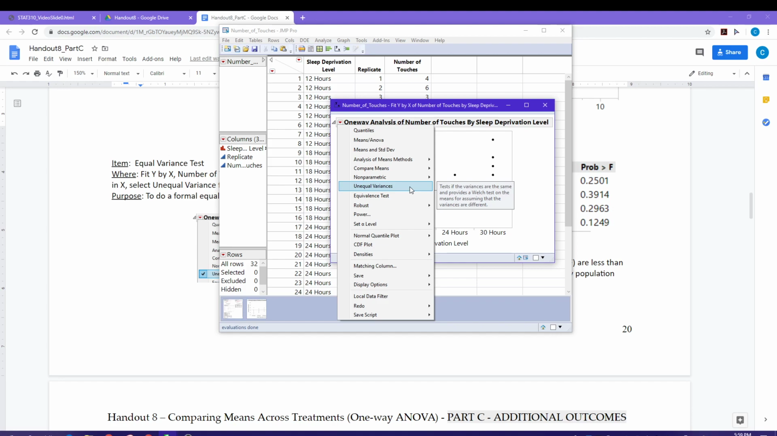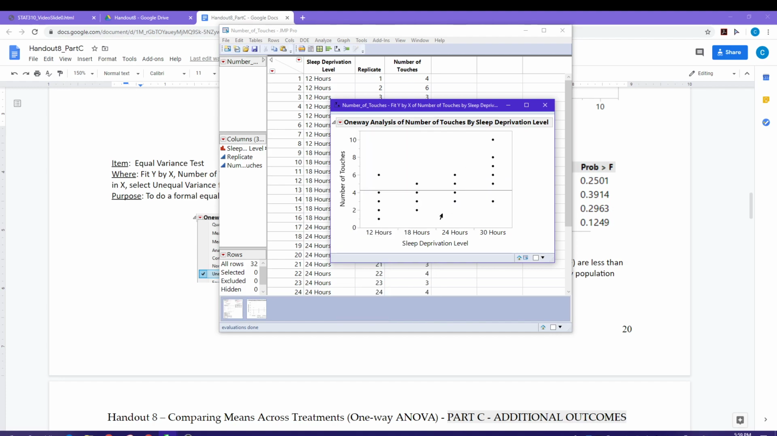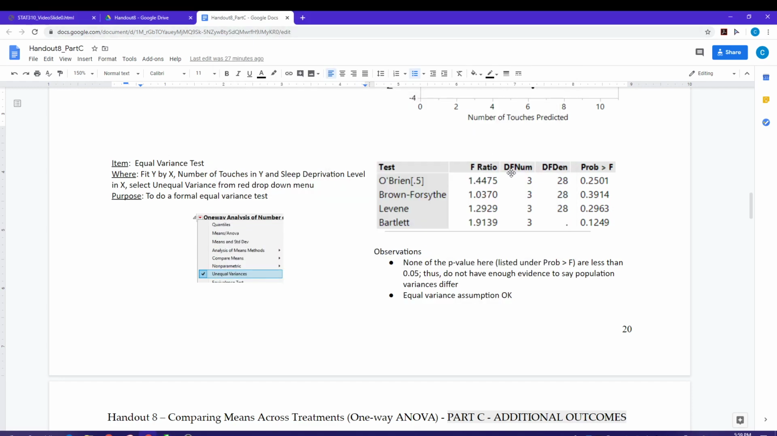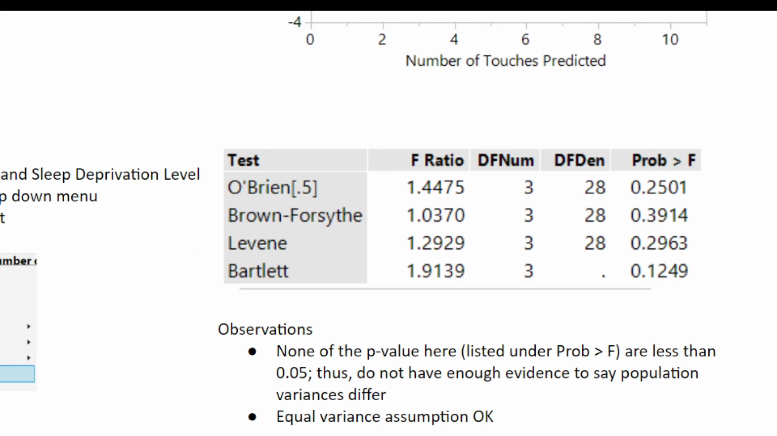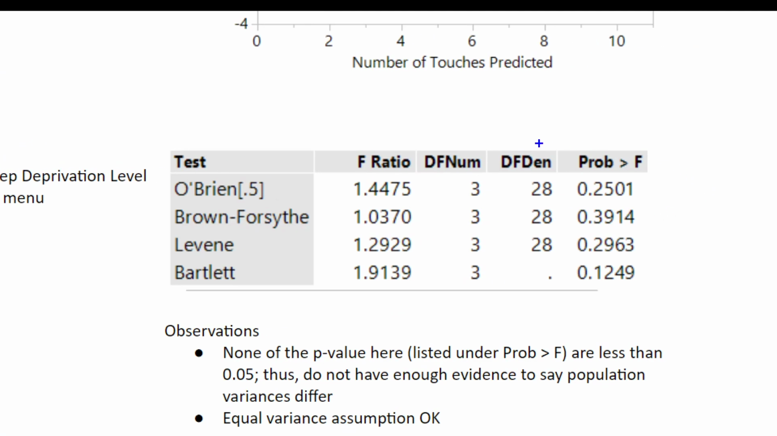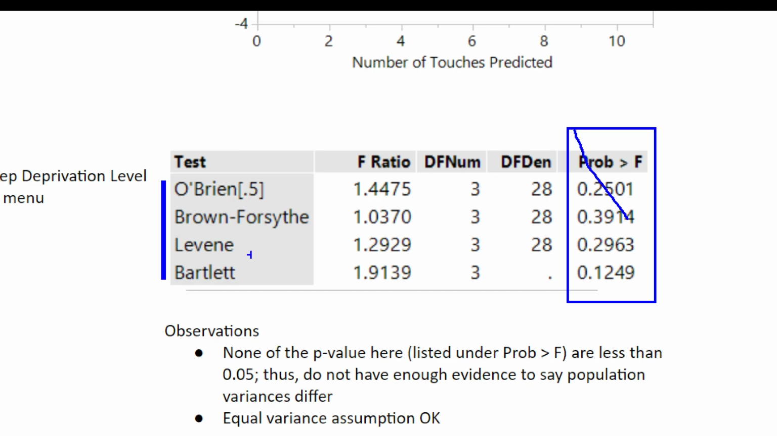This is the same as what we did when we were doing t-tests. But here I have 4 different levels, so these equal variance tests will be done across all 4 of those levels. Here are the p-values for those tests. None of those are less than 0.05. I said before that these tests are not real good. They're kind of finicky. And JMP actually gives us 4 different tests here: the O'Brien, Brown-Forsythe, Levene, and Bartlett's.